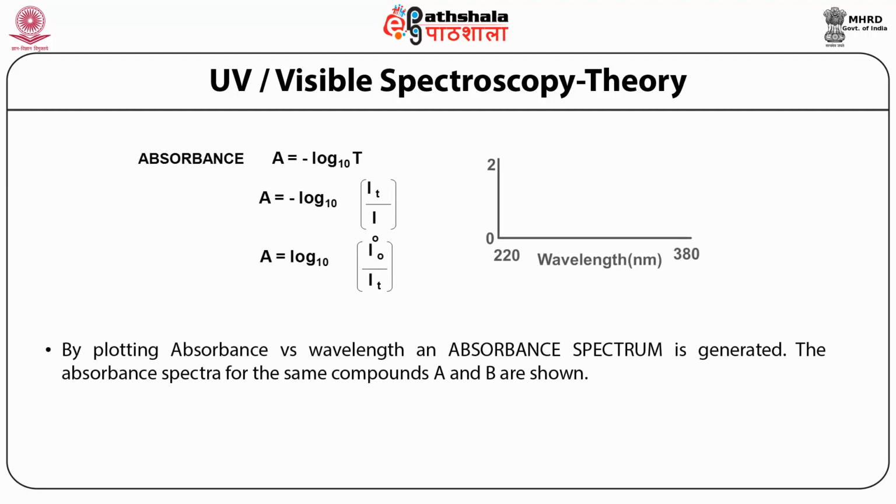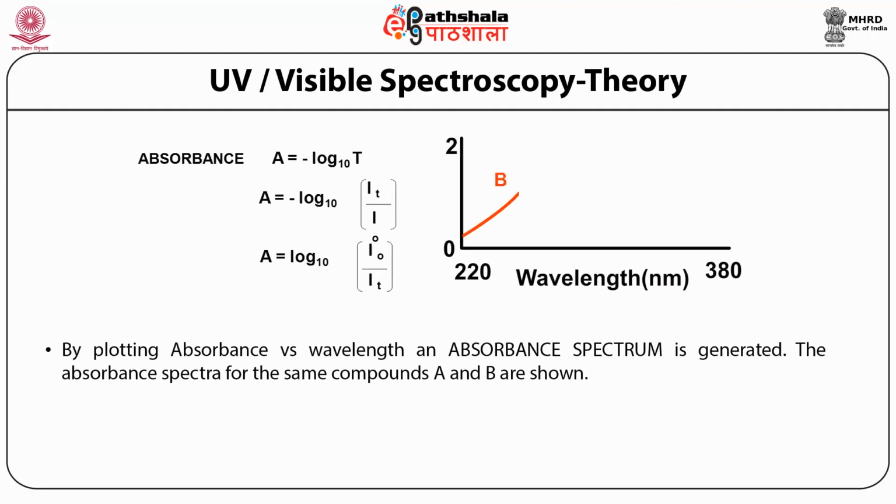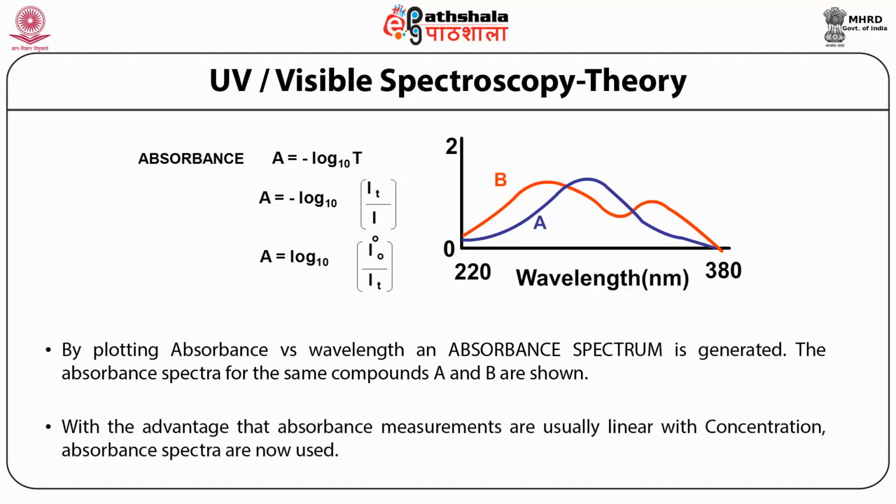By plotting the absorbance versus wavelength, an absorbance spectrum is generated. The absorbance spectra for compounds A and B are shown, with the advantage that absorbance measurements are usually linear with concentration. Absorbance spectra are now used.